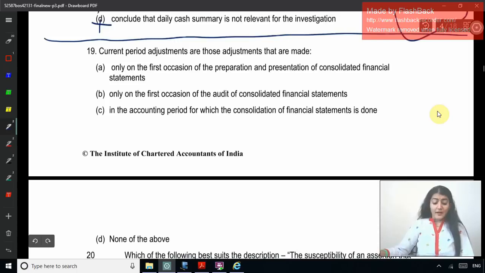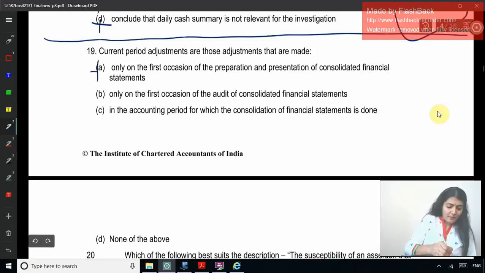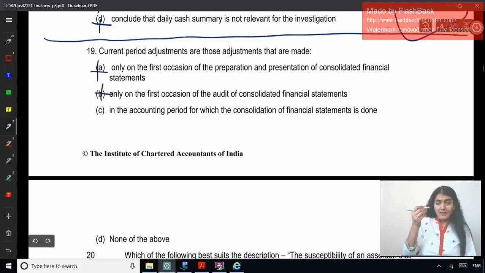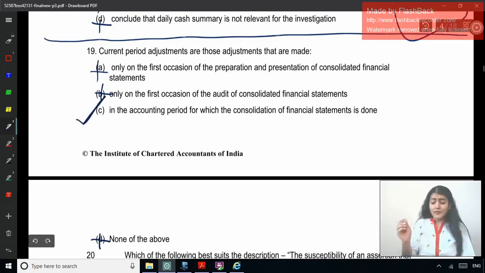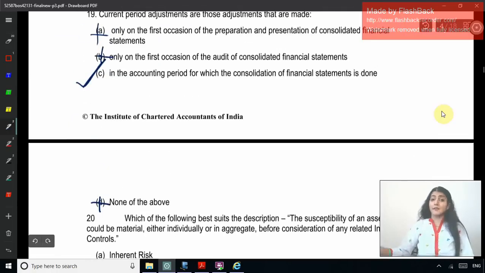Current period adjustments are made in the accounting period for which the consolidation of financial statements is done. That means every time consolidation of financial statements is being done, these current period adjustments would be done. And none of the above? No. A and B are about permanent consolidation adjustments, D is none of the above, so C is the correct answer: in the accounting period for which the consolidation of the financial statements is done.